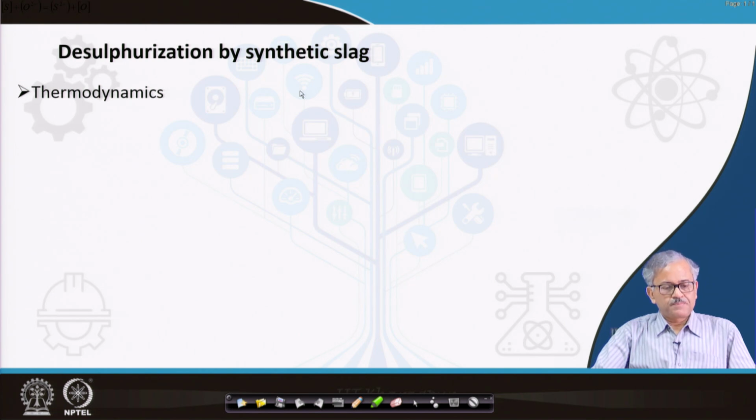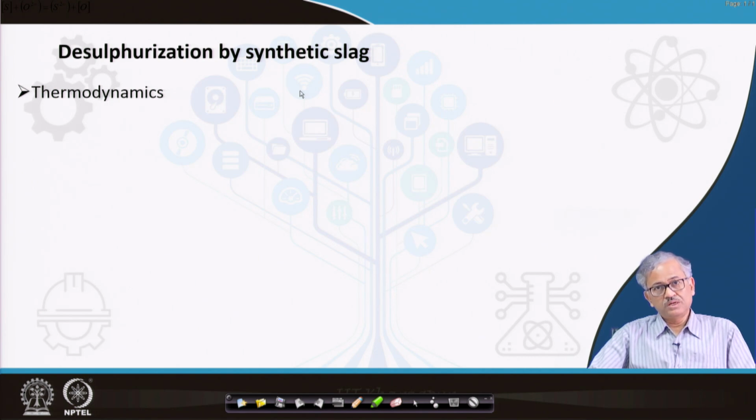Okay. And finally, sulfur can be reduced to the 0.05 level, and if I want to reduce it to the 0.01 level, that is 100 ppm, then we can do it by synthetic slag treatment in the ladle. Just after the steel is prepared in the basic oxygen furnace, that is LD, and tapped into the ladle in secondary steel making, we can treat that steel with synthetic slag in the ladle itself, and we can reduce the sulfur content to quite a low level, that is 100 ppm.